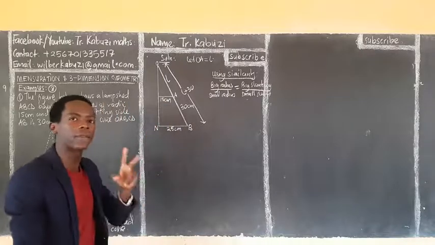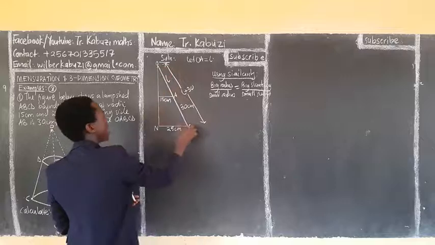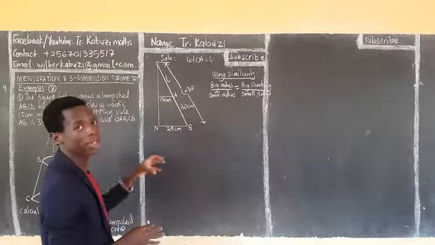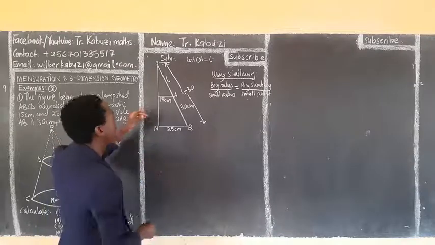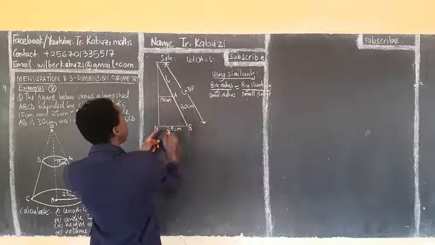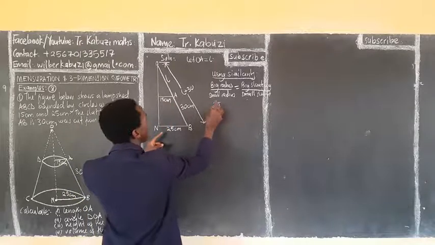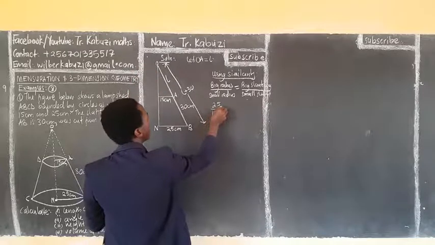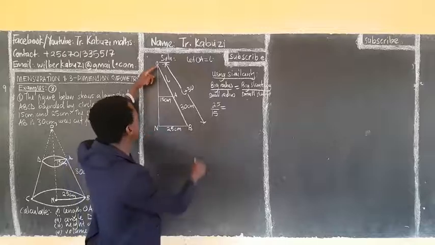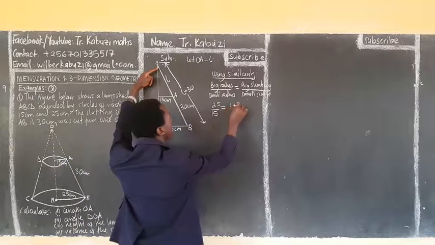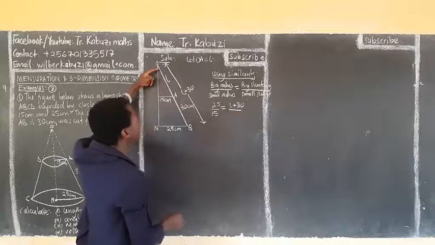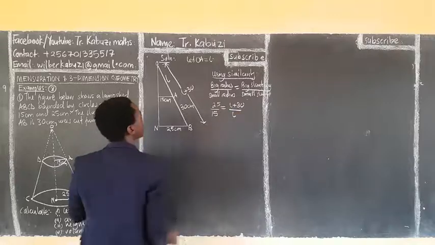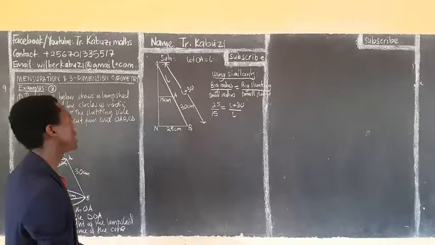We use similarity if two things are similar. This triangle here is similar to this triangle here, they are similar in shape, so you can use similarity. For the big triangle, the radius is 25, over the small radius, for this small triangle, 15, equals the big slanting from here up to here, L plus 30, over the small slanting, which is just L. As simple as that, you have used similarity.